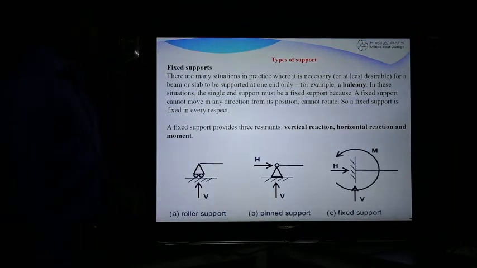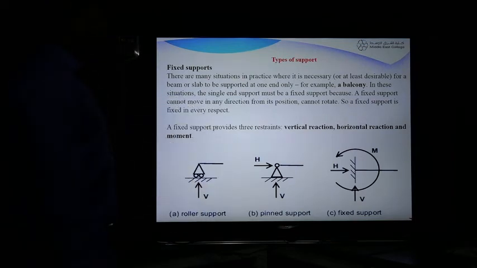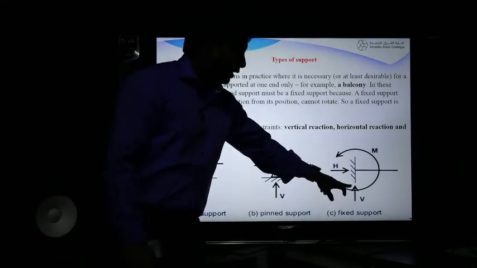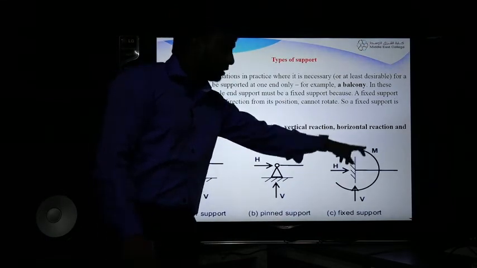There are many situations in practice where a beam or slab needs to be supported at one end, for example a balcony. A balcony is the best example of a fixed support. In these situations, the single end support must be a fixed support, because a fixed support cannot move in any direction from its position and cannot rotate. A fixed support is fixed in every respect. It cannot move in the vertical direction, the horizontal direction, or the rotational direction.